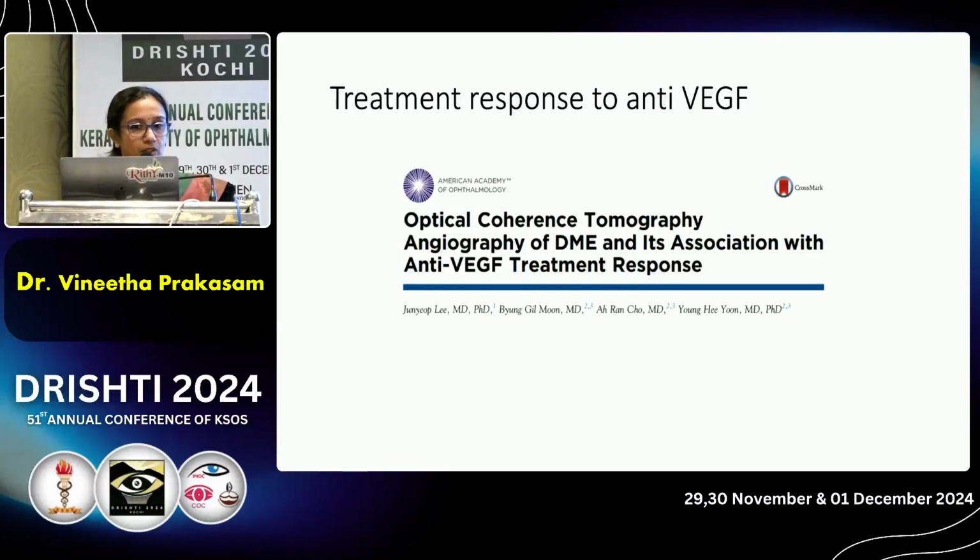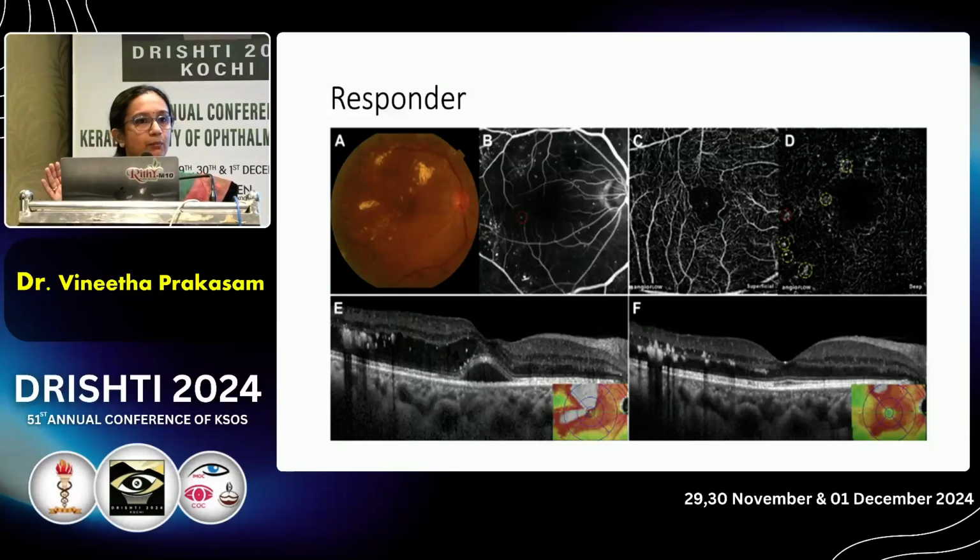with anti-VEGF agents. They actually classified the patients into two groups, responders and non-responders. This is an example of a responder. You can see the left side OCT image is the pre-injection, right side is the post-injection, and they actually measure two parameters, that is the foveal avascular zone and the microaneurysms identified on OCTA in the superficial and the deep capillary plexus. This is the superficial, this is the deep. Okay, and these yellow circles are actually the microaneurysms detected on OCTA.